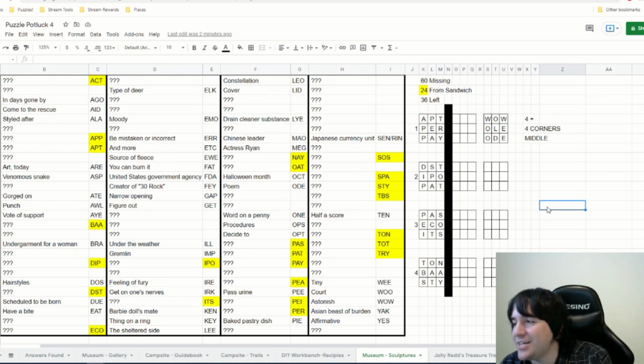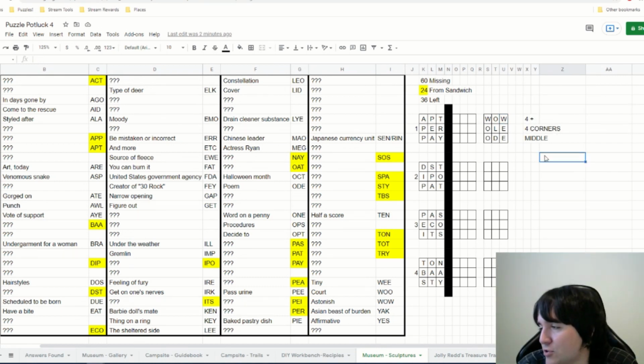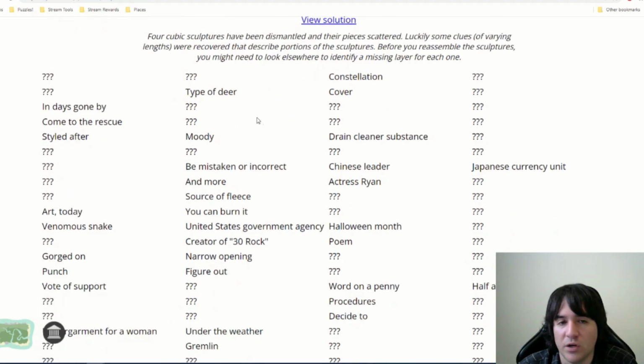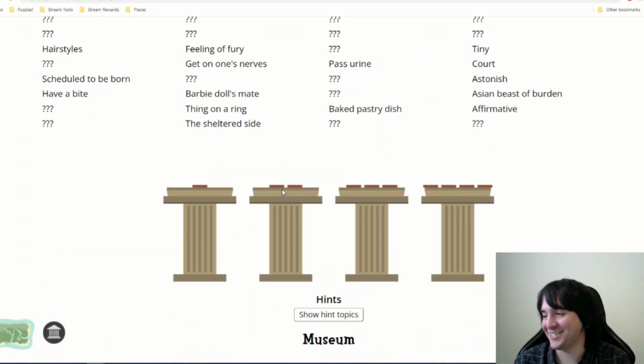Alright, Samaj, go ahead with your light hint. The original puzzle page has at least one thing that can help you here. 4 cubic sculptures have been dismantled and their pieces scattered. Luckily, some clues of varying lengths were recovered that describe portions of the sculptures. Before you reassemble the sculptures, you might need to look elsewhere to identify a missing layer for each one. I think View Solution can help you here.